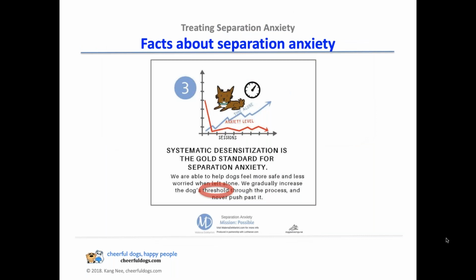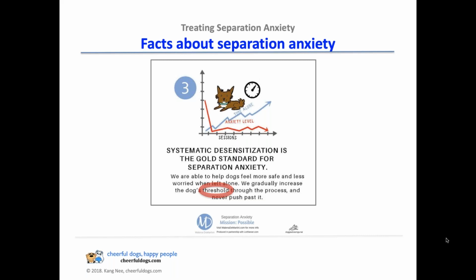We instead use this technique of systematic desensitization. And this is how it works. Our premise is if we can keep the dog below its anxiety threshold, the dog is less stressed, is less anxious, and therefore you will not see the behaviors of concern, the barking, the howling, the destruction, whatever it is.